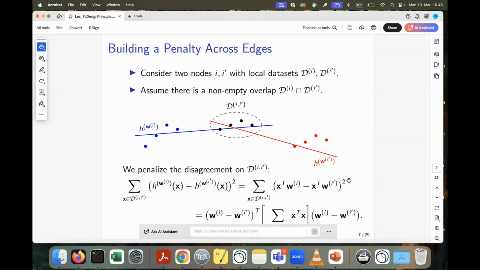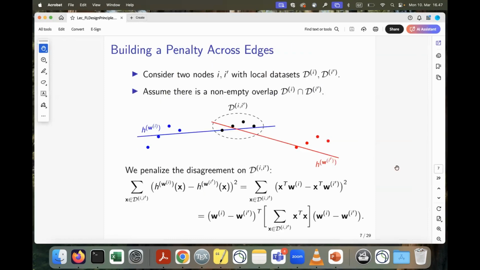And this is quite nice because this expression is a generalized norm, or a squared norm. If this matrix in the middle would be identity, then what we see here would be exactly the squared Euclidean norm. But instead of the squared Euclidean norm, we have here this matrix, which is some positive semi-definite matrix that defines a generalized squared norm.